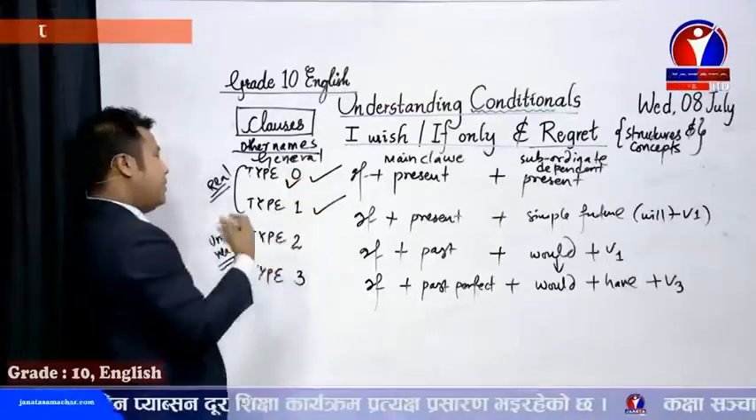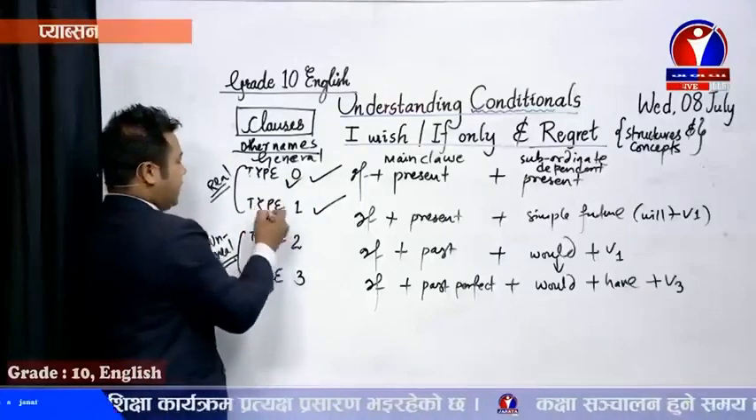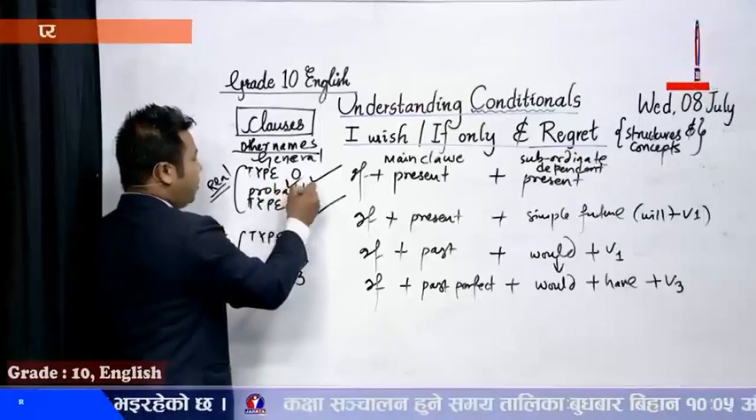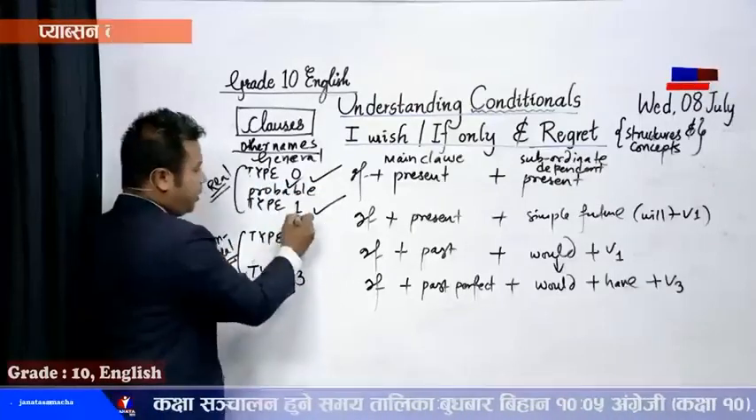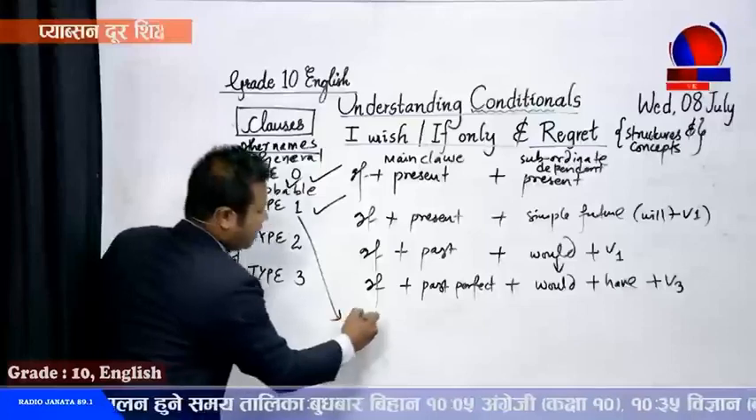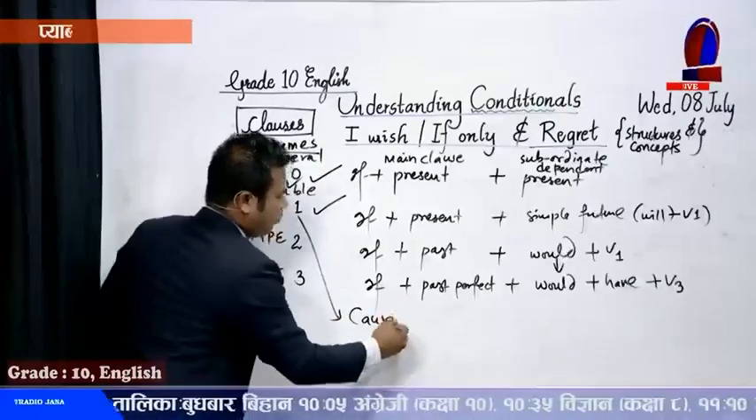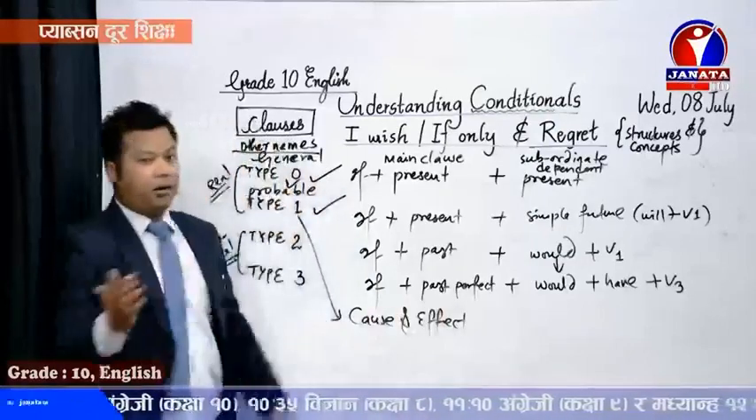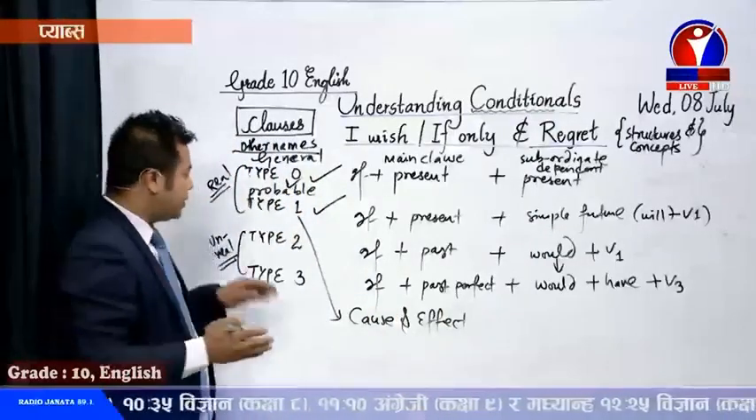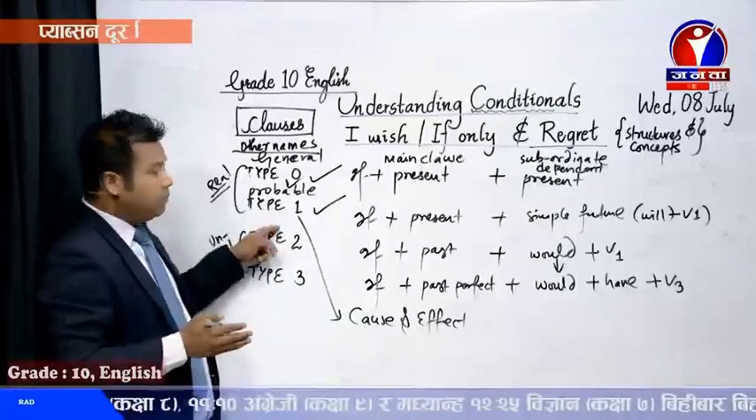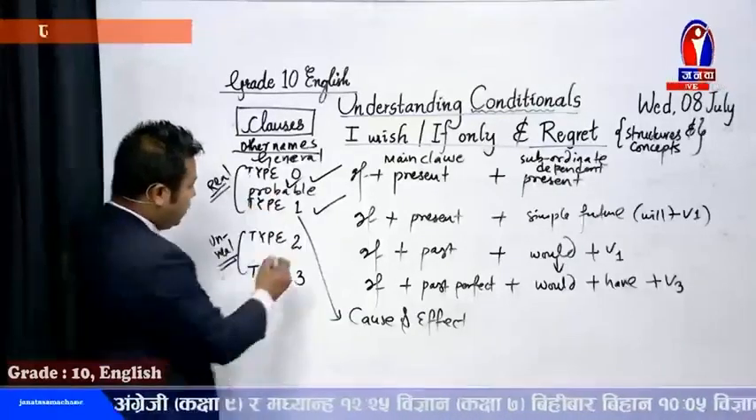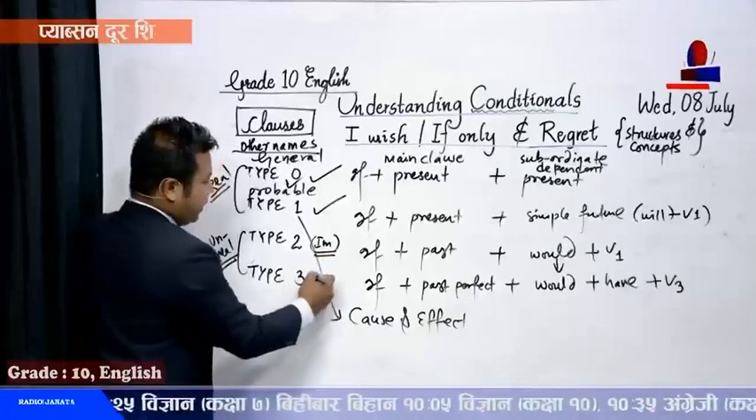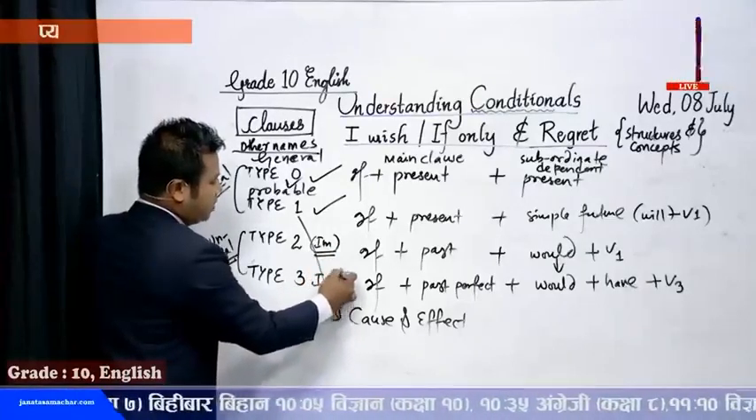Now, someone even knows type 1 to be something like probable conditionals. Or they might even call it by a very simple term, easy for everyone to understand: cause and effect conditionals. Likewise, type 2 is called improbable. From probable, this becomes improbable. And the last one is called impossible.